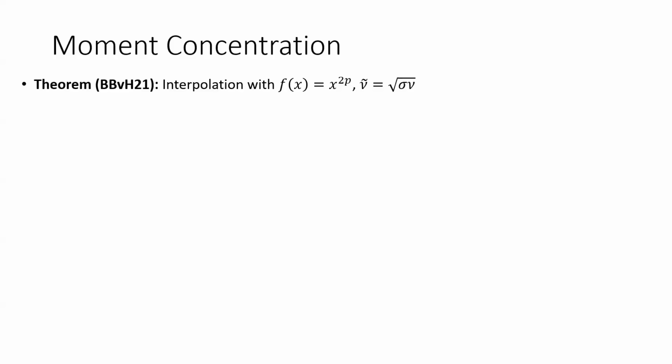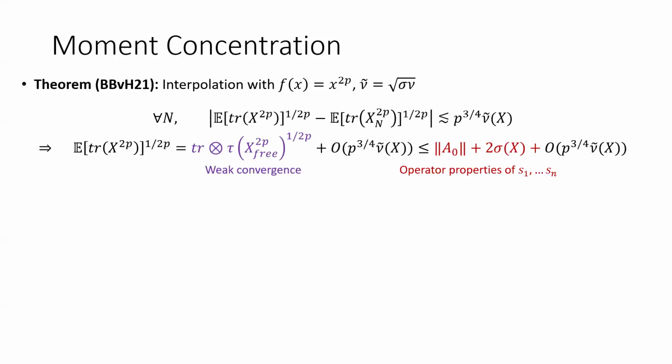To give a concrete example of this, let's say our interpolation function is just a polynomial, x to the 2p. What you first show is that the expected trace of x to the 2p is close to the expected trace of xn to the 2p, and the error is bounded by our new parameter, this geometric mean between sigma and nu. Then you take the limit for this xn to get x-free, which tells you that the expected trace of x to the 2p is close to x-free to the 2p, plus our error. And this holds by weak convergence.